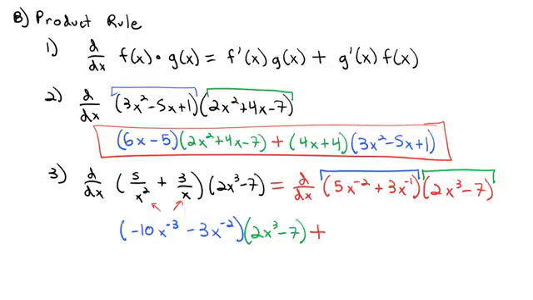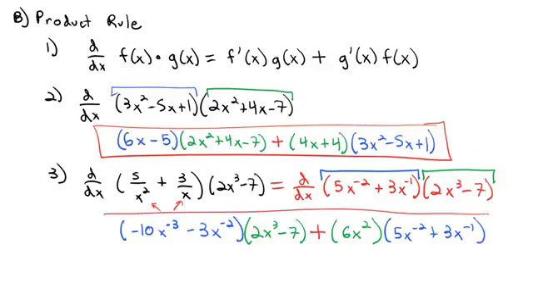Plus the derivative of the second. 2 times 3 is 6x squared. And the negative 7 is a constant, so there's nothing there. Times the first. I'm sorry, 5x to the negative 2 plus 3x to the negative 1. And this, then, is the derivative of that product. That is the product rule.